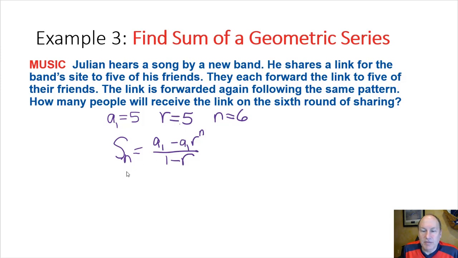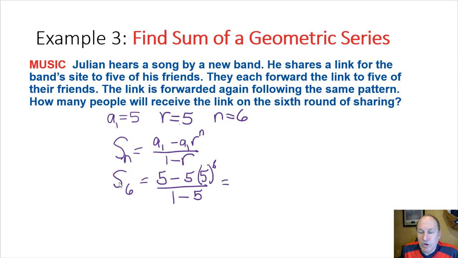So in this case, the sum of the first 6 terms, where n equals 6, is going to be a sub 1, which is 5, minus a sub 1 times r to the n, so 5 times 5 to the n, and in this case n is 6, over 1 minus r, which is 5. So it's going to be 5 minus 5 times 5 to the 6 over 1 minus 5. A lot of 5s in this one.